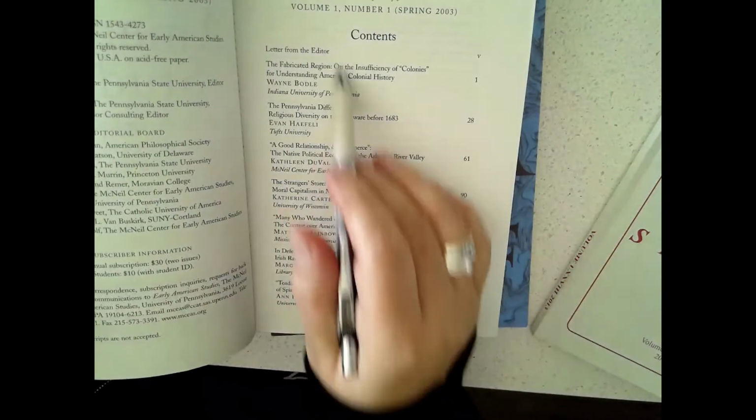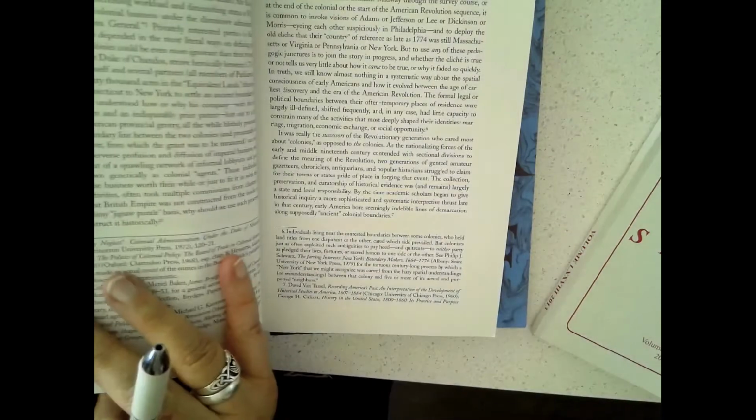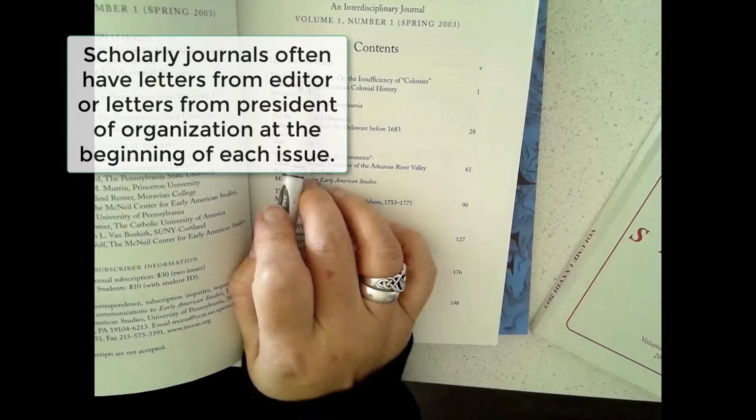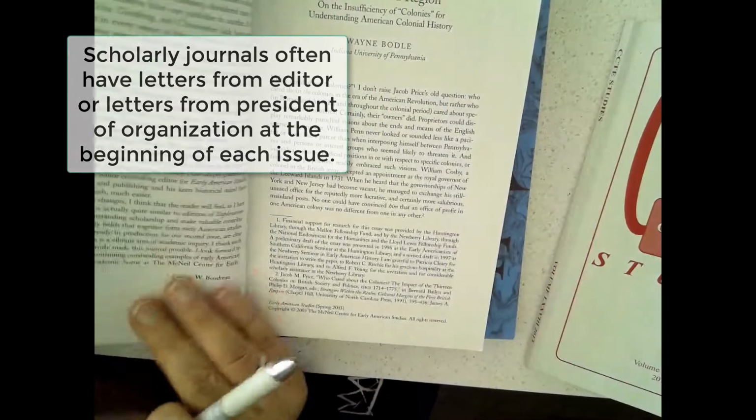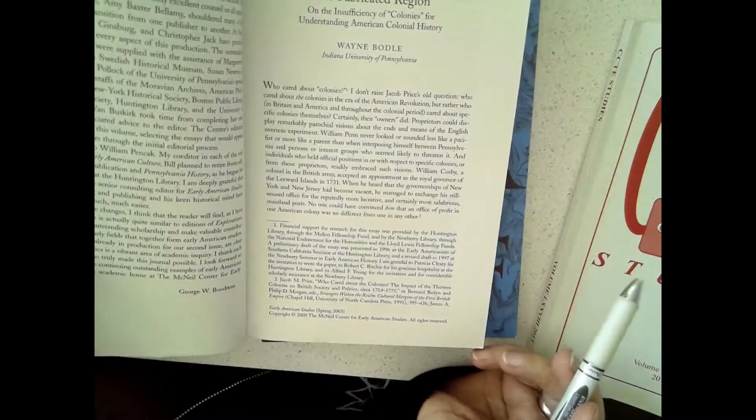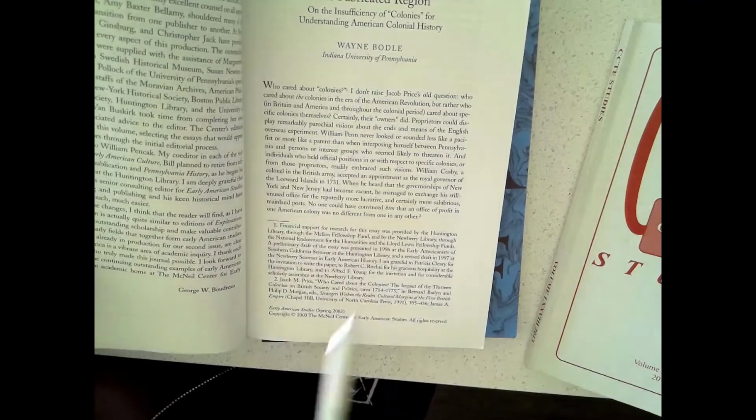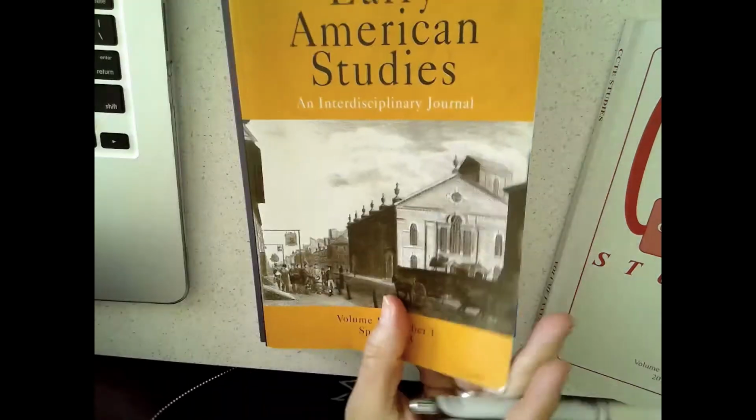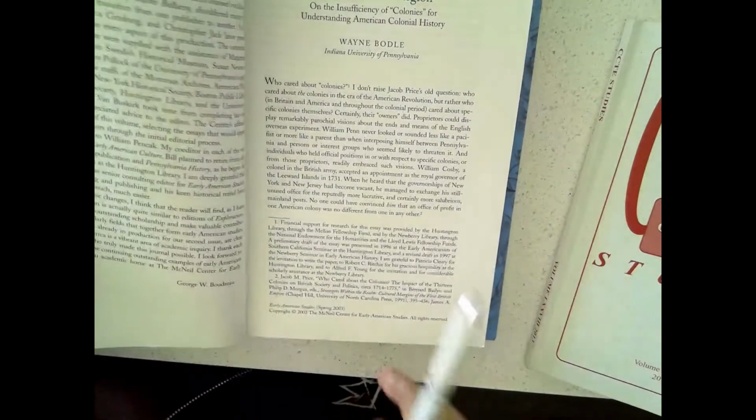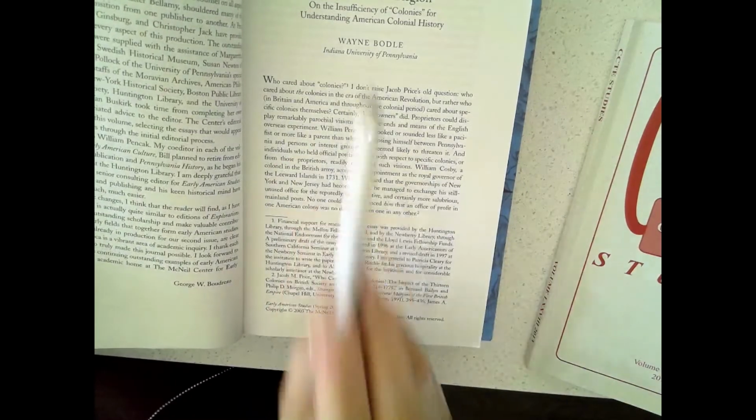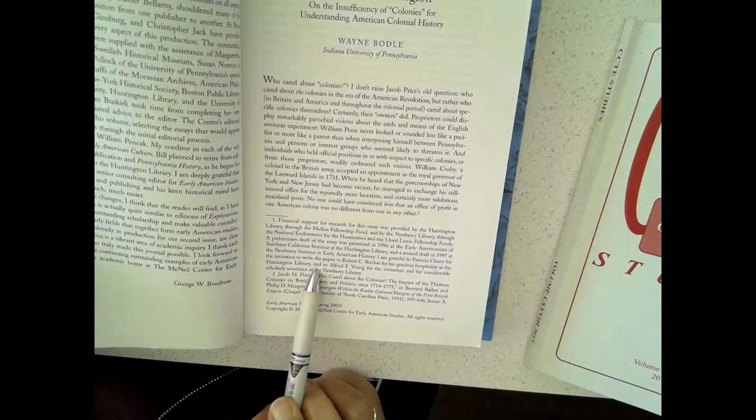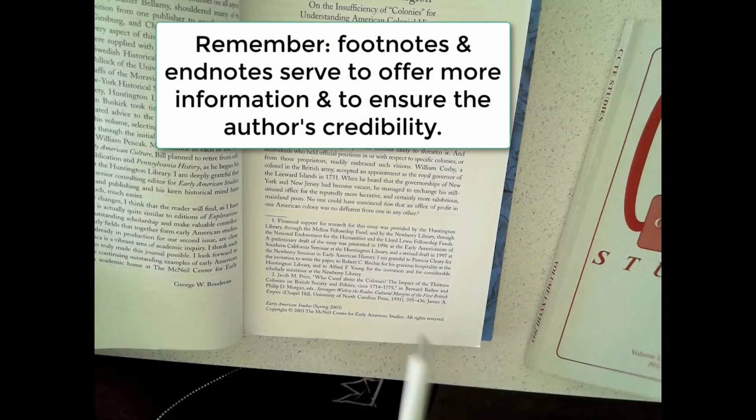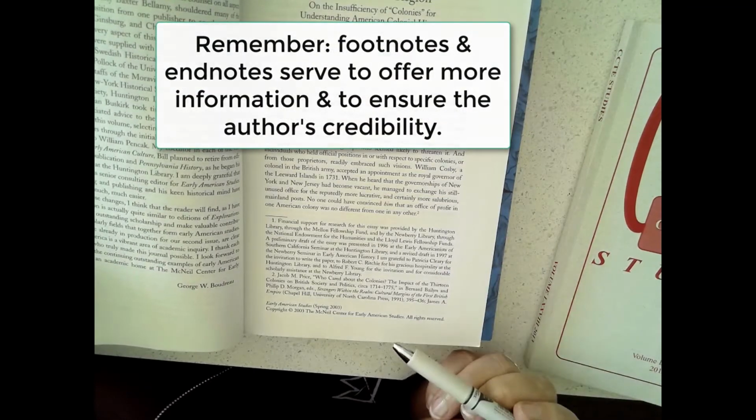So we look through, we have a table of contents. We have a letter from the editor. In CCTE Studies, we had a letter from the president. So remember when I talked about endnotes and footnotes? Here we have the first article in Early American Studies, and we've got the title, we have the author, and we'll talk about those in a minute, but right here are the footnotes. Whereas the article in CCTE had the endnotes. It was at the ending of the article.